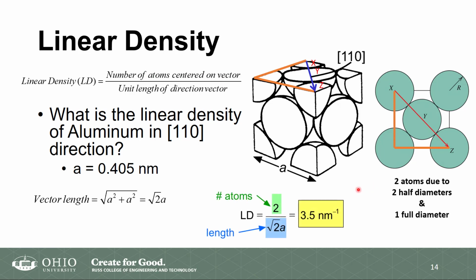So we end up with a value of 2 divided by the square root of 2 times a. We plug in the value of a, and we end up with 3.5 per nanometer. That gives us the formula for how to calculate the linear density.